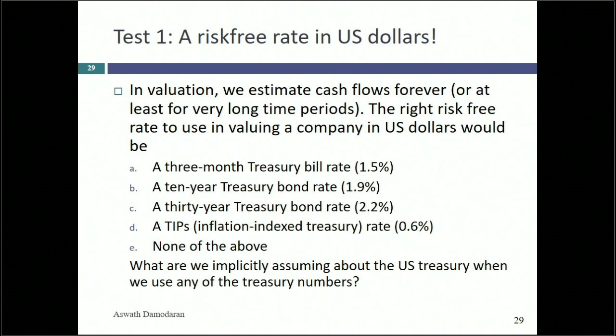So I need a 10-year default-free rate as my risk-free rate. And when I use the UST bond rate, I am implicitly assuming that the US Treasury has no default risk. Could that change? Yeah. Nothing is forever. So 5 years from now, I might have to adjust this rate. Right now I feel okay, but this is not permanent. Is everybody comfortable with the first test?